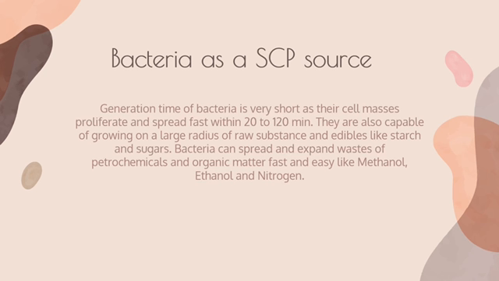Bacteria as a single-cell protein source. The generation time of bacteria is very short, as their cell masses proliferate and spread fast within 20 to 180 minutes. They are also capable of growing on a large range of raw substances and edible materials like starch and sugars. Bacteria can spread and expand on waste of petrochemicals and organic matter fast and easily, like methanol, ethanol, and nitrogen.